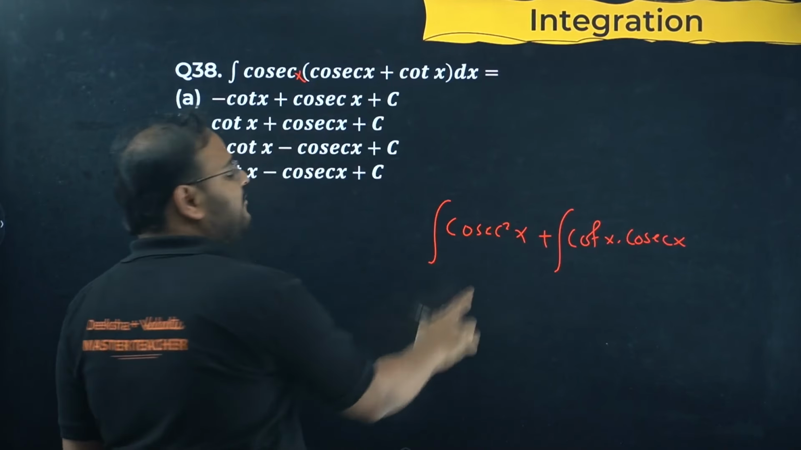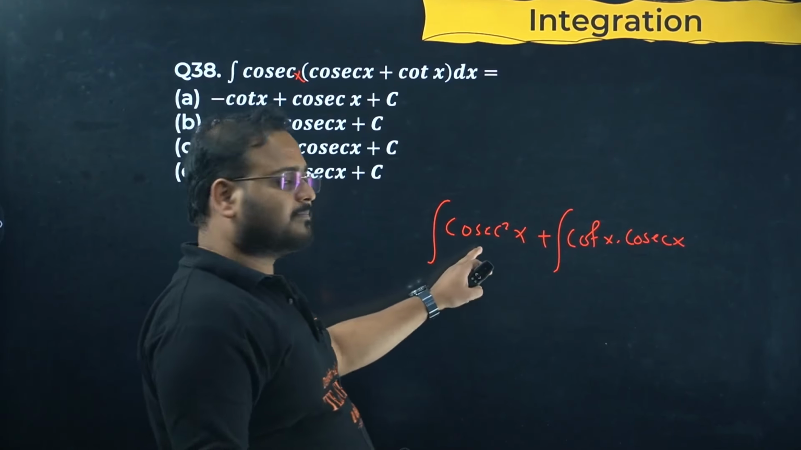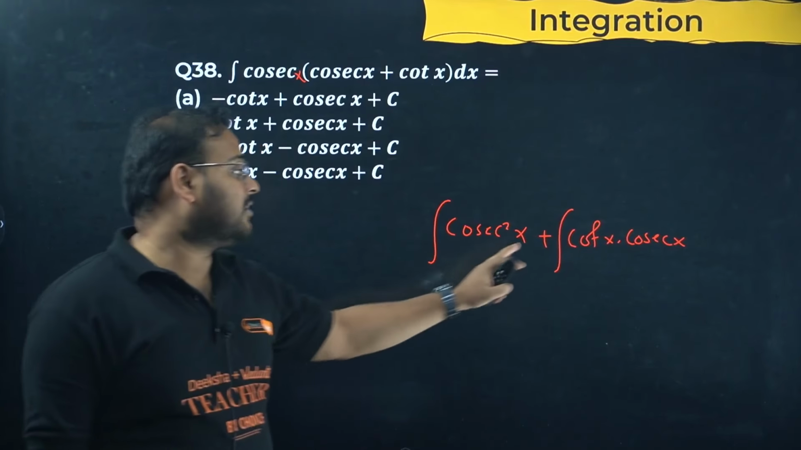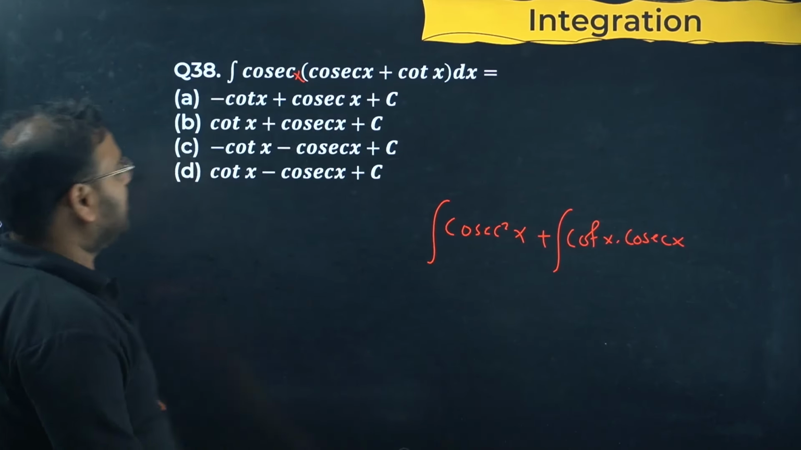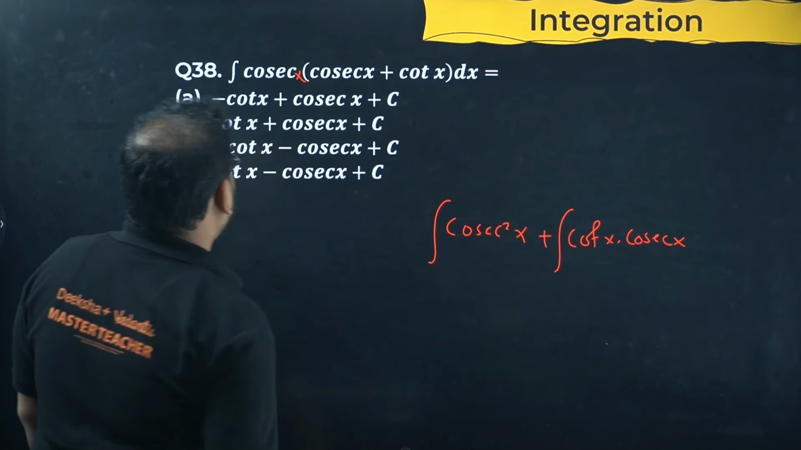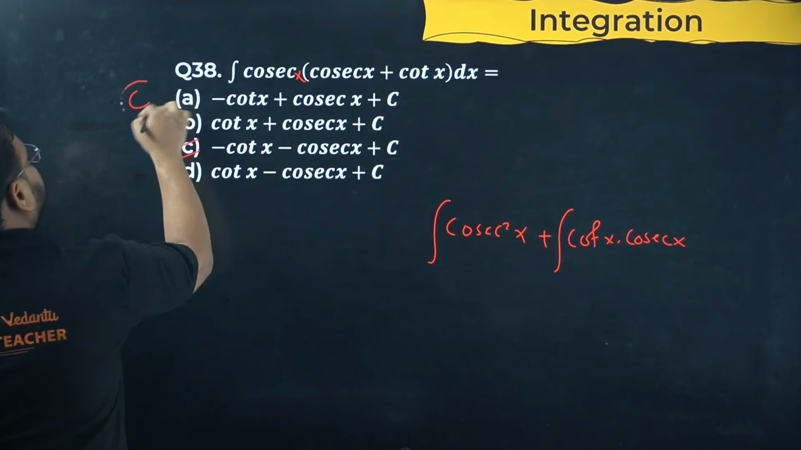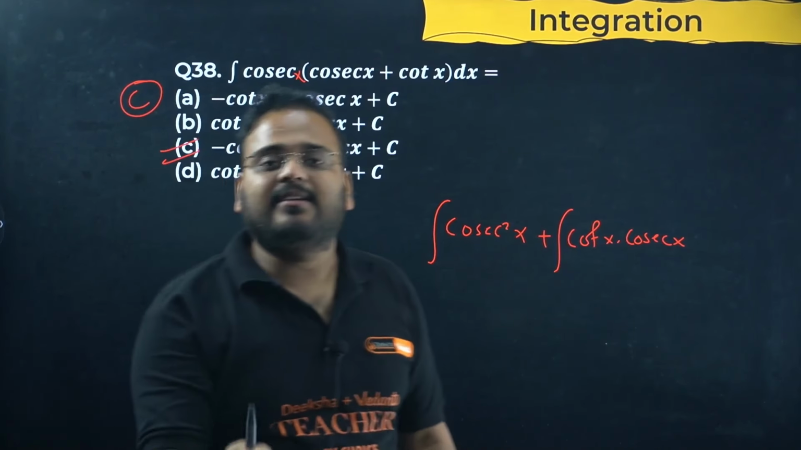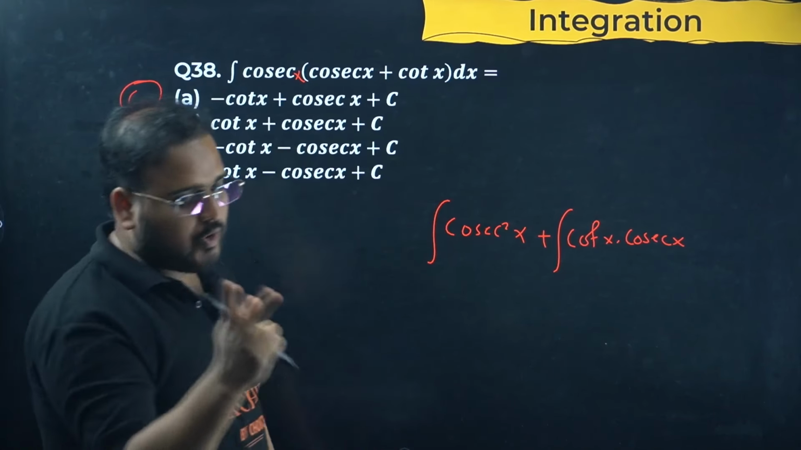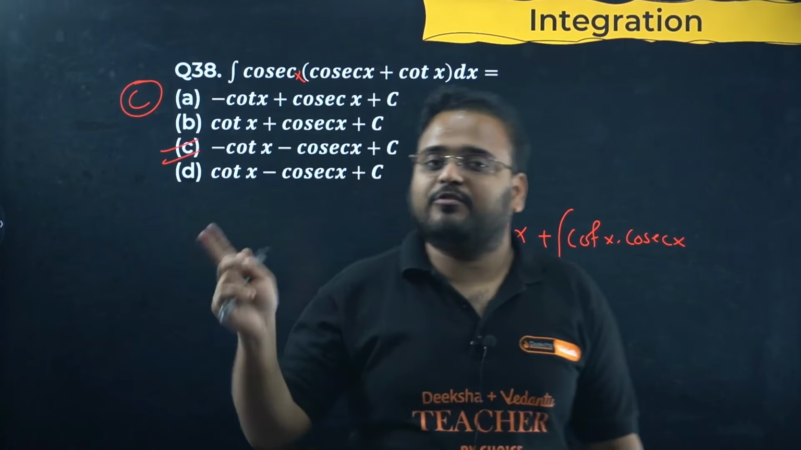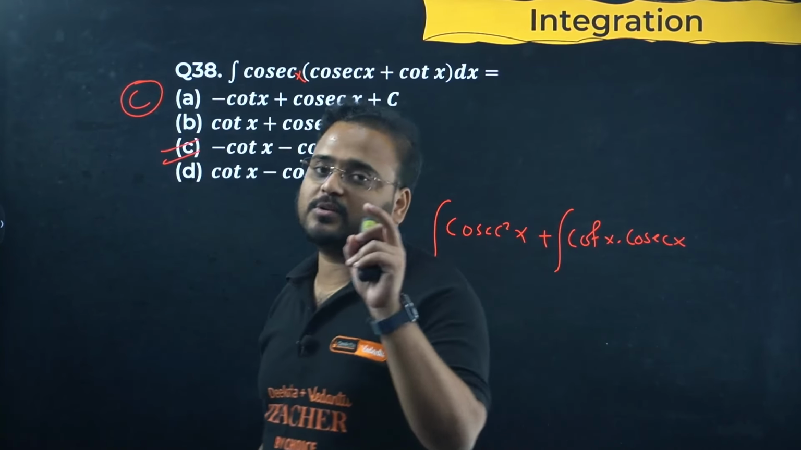Integrate both of these. Straightforward formula is there. This becomes minus cot, and this becomes minus cosec. Answer is C. In the MCQs of integration, 2 questions will come and they'll be straight on the formulas or use of substitution method.